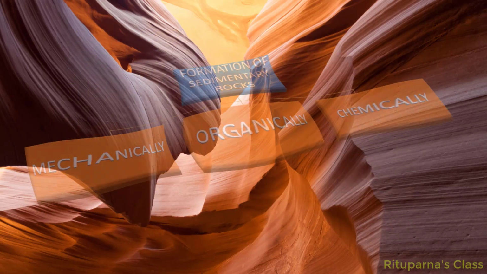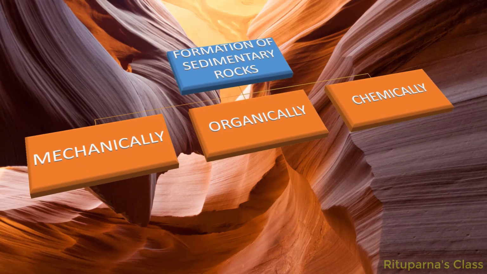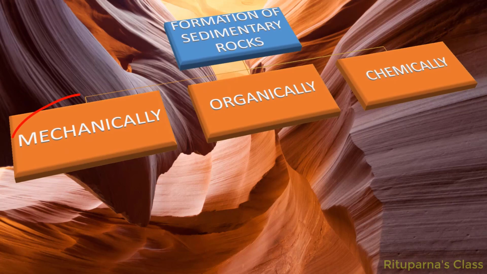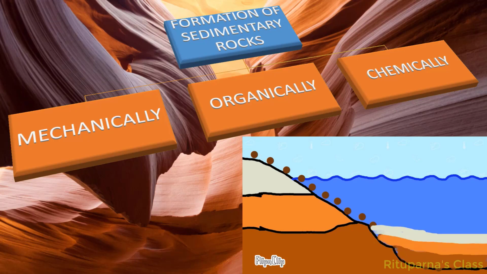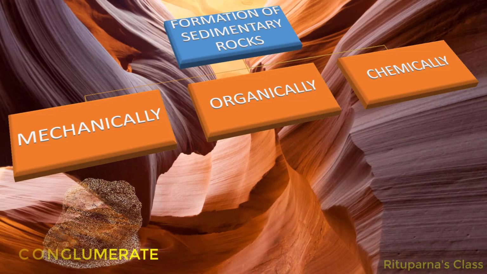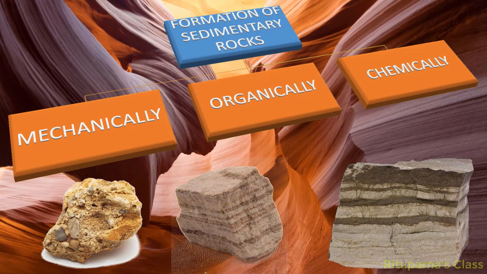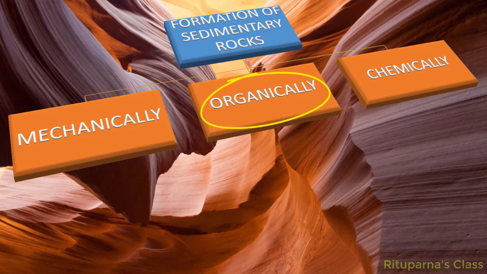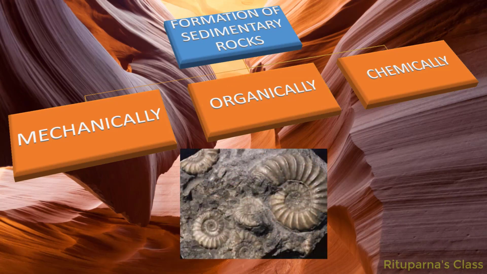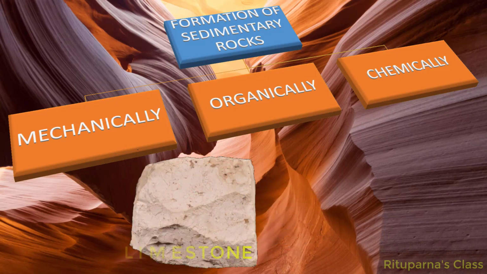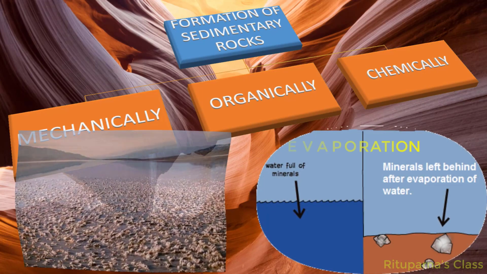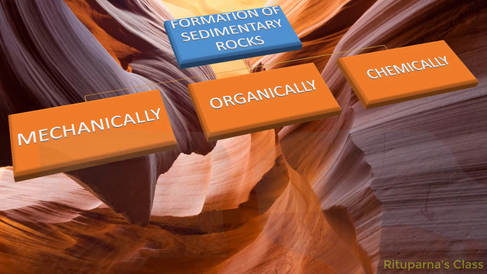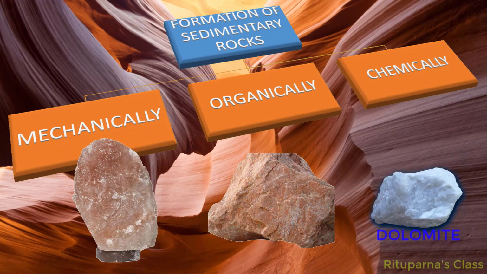Depending upon the mode of formation, sedimentary rocks are classified into three major groups. The first one is mechanically formed sedimentary rocks. These rocks have been formed by the accumulation of materials derived from other rocks, which have been cemented together. Examples: conglomerate, sandstone, mudstone, etc. Secondly, organically formed sedimentary rocks. These rocks have been formed by the accumulation of the remains of living organisms. Example: limestone, chalk, etc. The third one, chemically formed sedimentary rocks. These rocks have been commonly formed by the process of evaporation of water containing salts in solution. Examples: rock salt, potash, dolomite, etc.